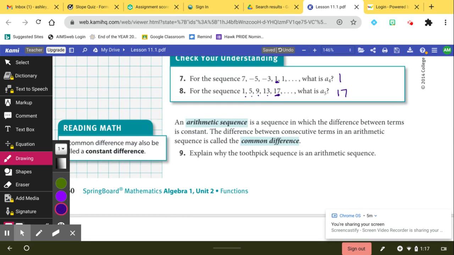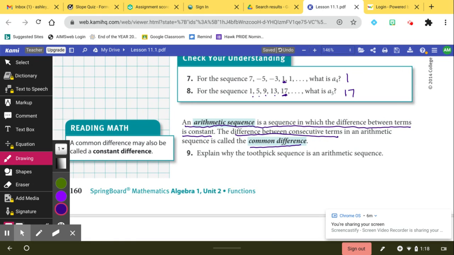So an arithmetic sequence is a sequence in which the difference between terms is constant. So we're writing that out in our math notebook. An arithmetic sequence is a sequence in which the difference between terms is constant. So the difference between consecutive terms in an arithmetic sequence is called the common difference. So that's the difference between consecutive terms. And we can also call that a constant difference.